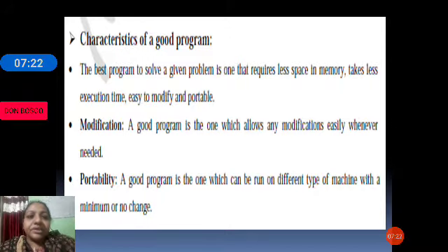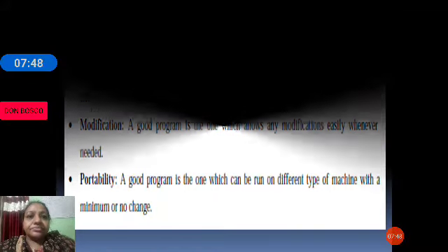Modifications means making any changes. A good program should allow modifications, changes to the program. Portability means a good program should allow the programs to be moved or exchanged from one device to another device. So this is about the characteristics of a good program.